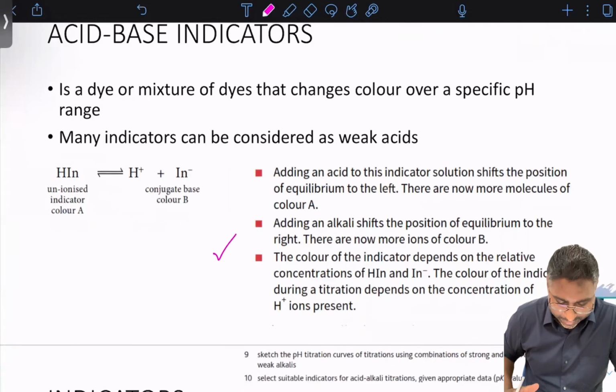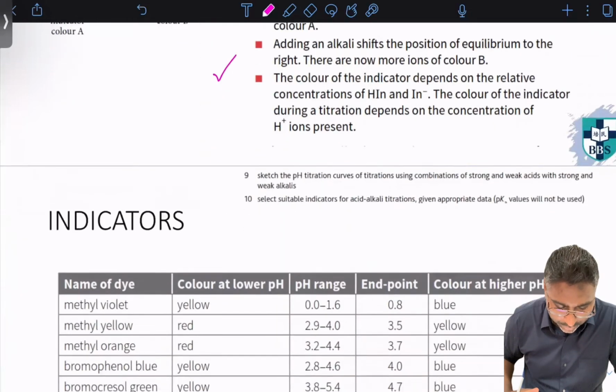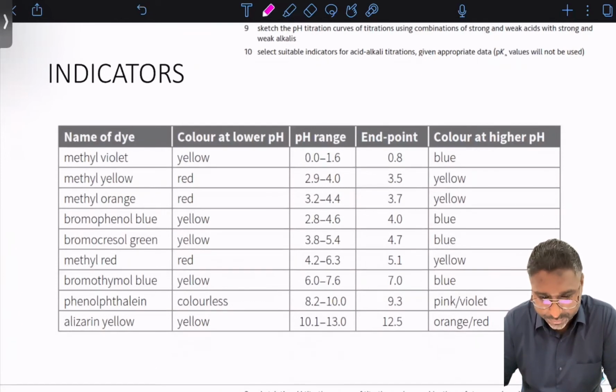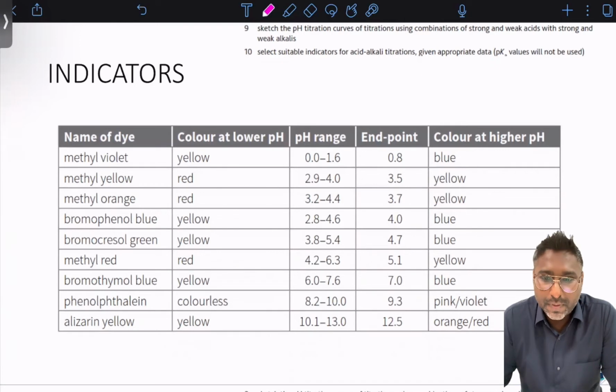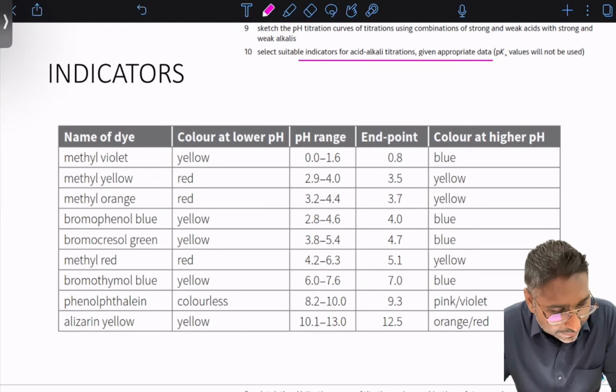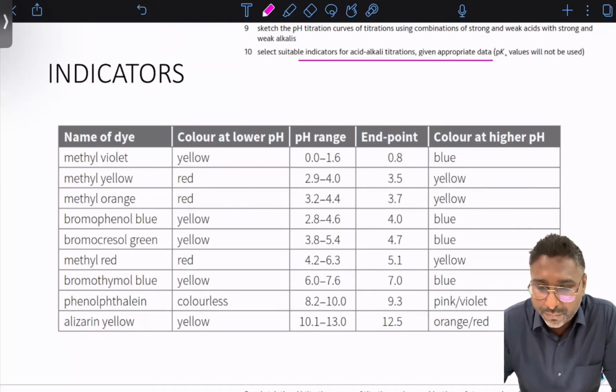Now, I want to go to the table. This table is given in your textbook. The next question that students will ask is: do we need to memorize it? If you follow the syllabus, no. It says select suitable indicators given appropriate data. So in paper 1 and paper 2, if they ask, I'm not 100% certain, but the pH range should be given, because of the appropriate data.